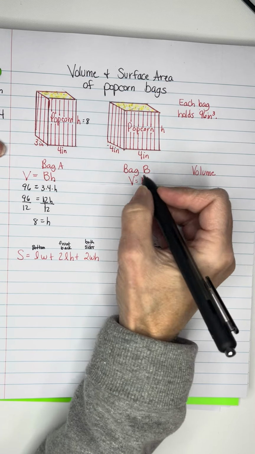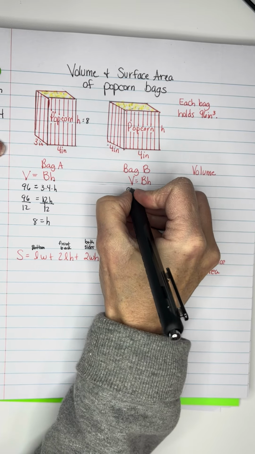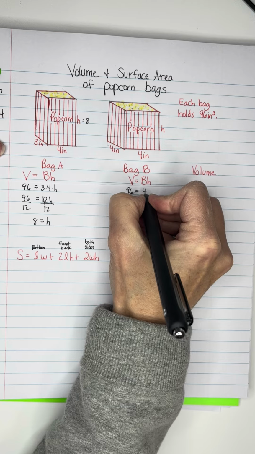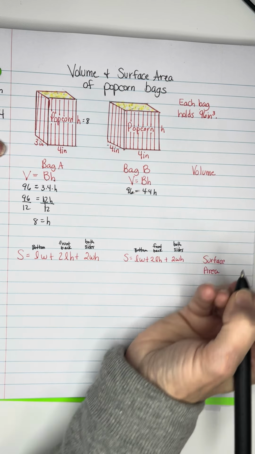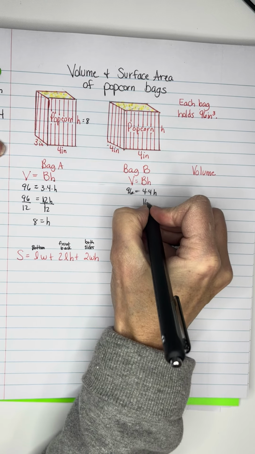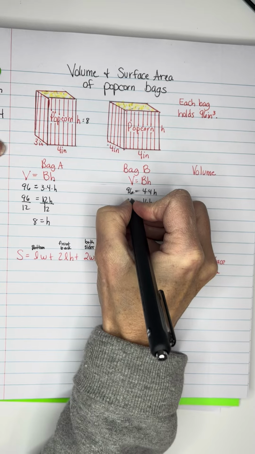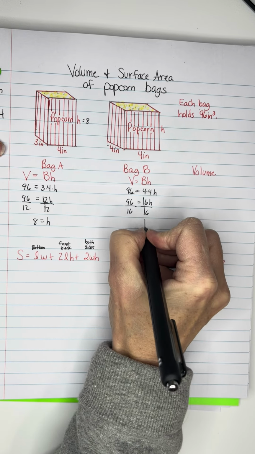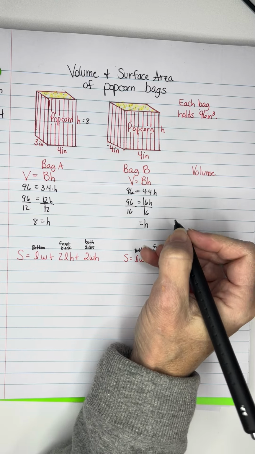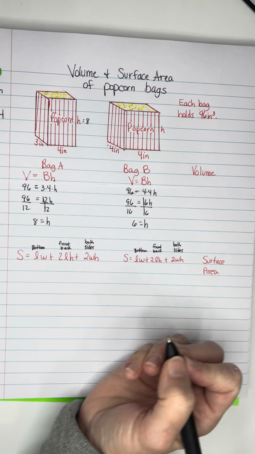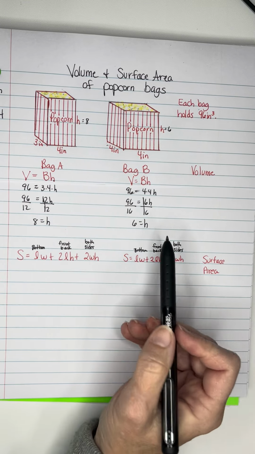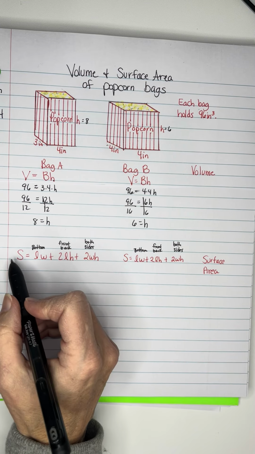In bag B, volume is still 96. The base area is this bottom here, which is a 4 by 4. And then the height we don't know. So we have 16H equals 96, and we'll divide by 16. And 96 divided by 16 is 6. Okay, so this one is 6. All right, so we found the heights. Let's go with the surface area.